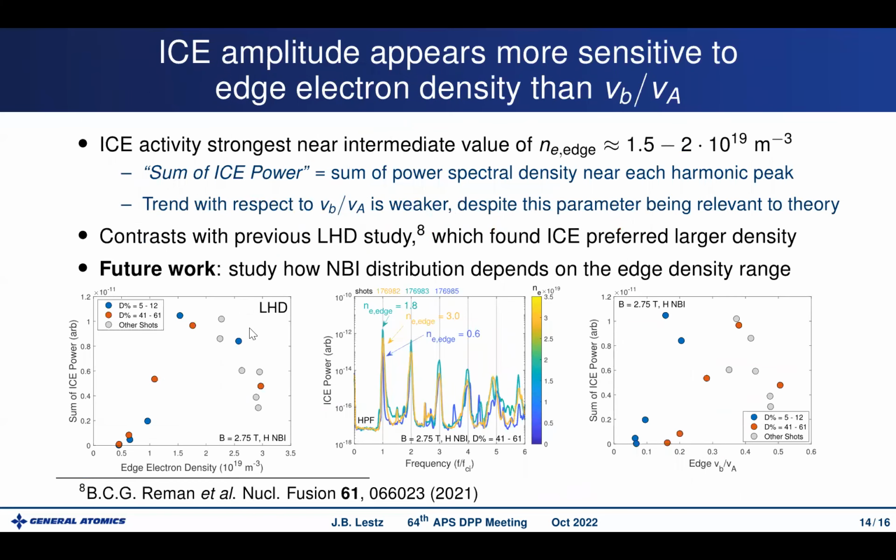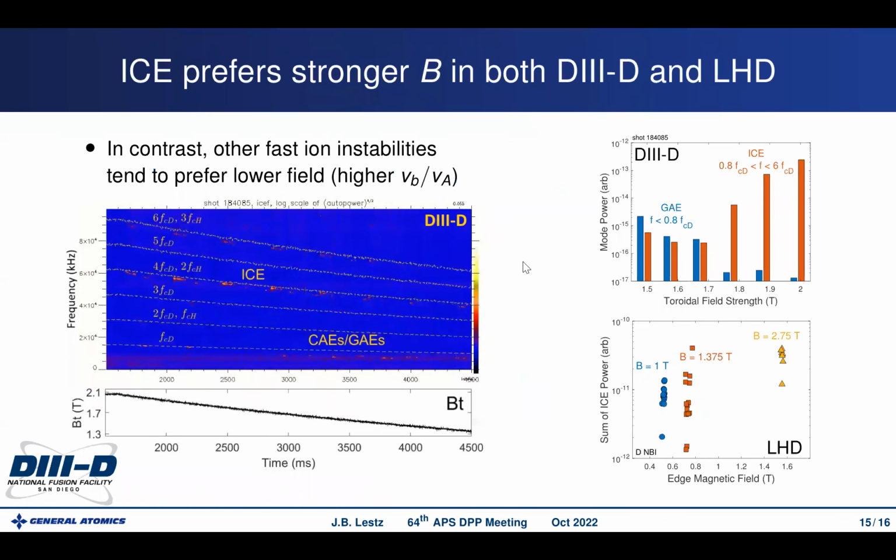As far as the amplitude of ICE, this appears to be most sensitive to the edge electron density in LHD, even more so than the Alfvén Mach number, which we can distinguish in our experiment because we varied the deuterium fraction in the plasma, which affects the mass density, which affects the Alfvén speed. One similarity of ICE in D3D and LHD is that in both devices, ICE tends to be stronger when the magnetic field is stronger. This is a similarity between the devices for this instability, but it's actually different than some other fast ion instabilities, which are typically stronger at lower fields due to larger Alfvén Mach number.